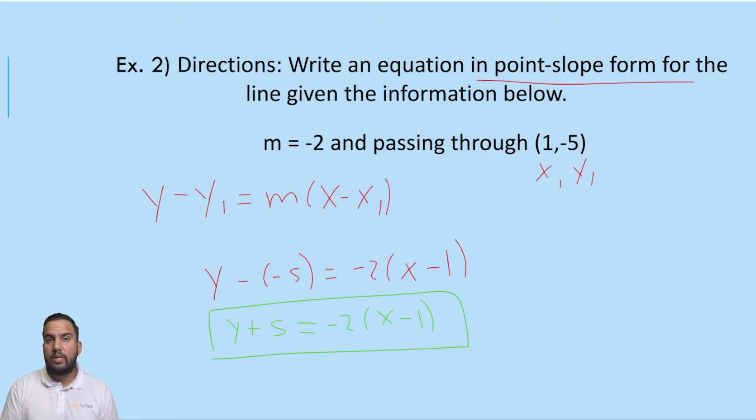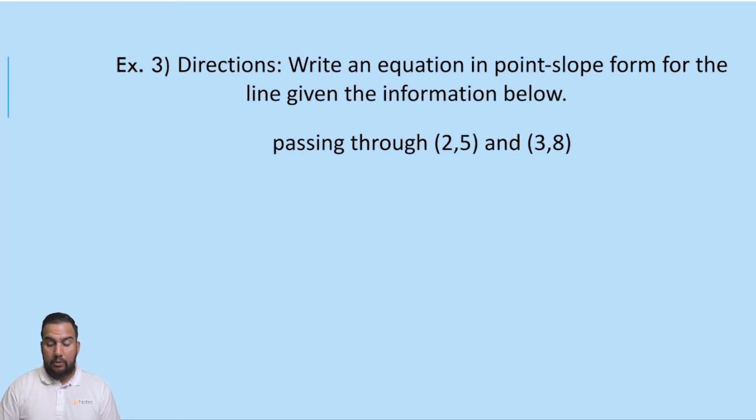Now, is there something else we could do? We could, but it's going to be later on in a future problem. Okay. So for example 3, notice something that's different. Passing through, so write an equation in point-slope form, same formula we've been working with. Passing through, the reason why they say passing through is because it's a line. You're going to pass through these points to create this line.